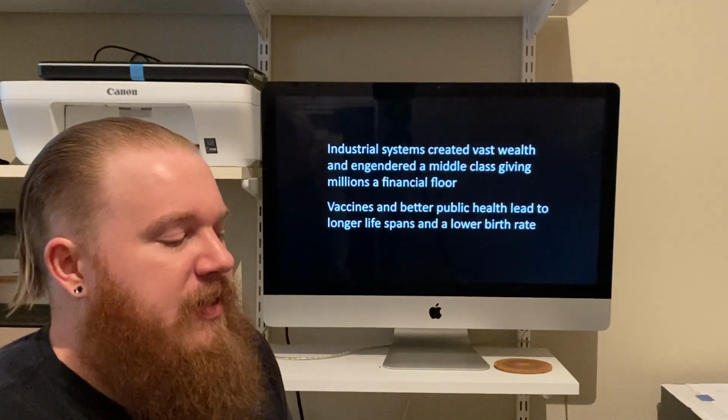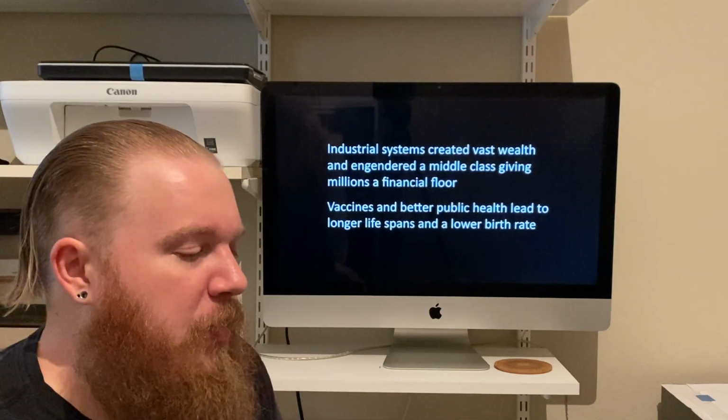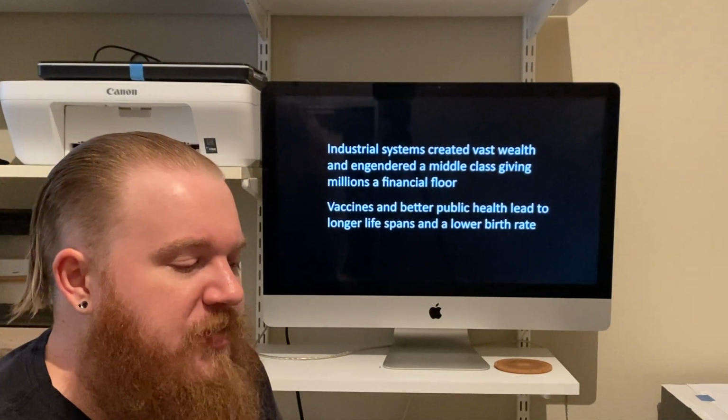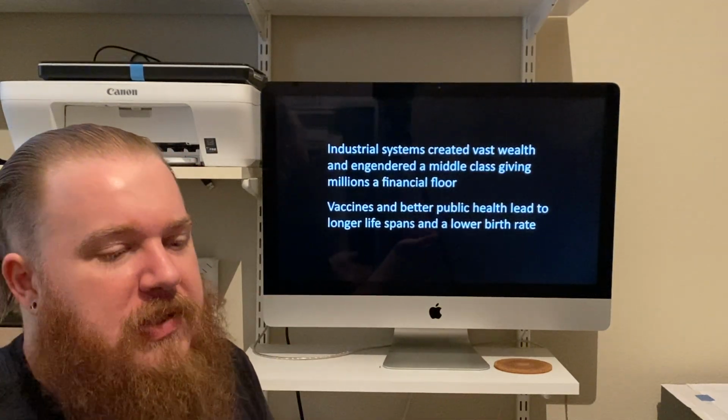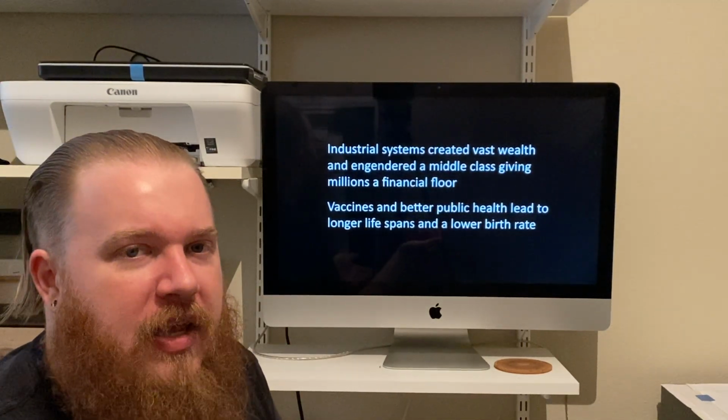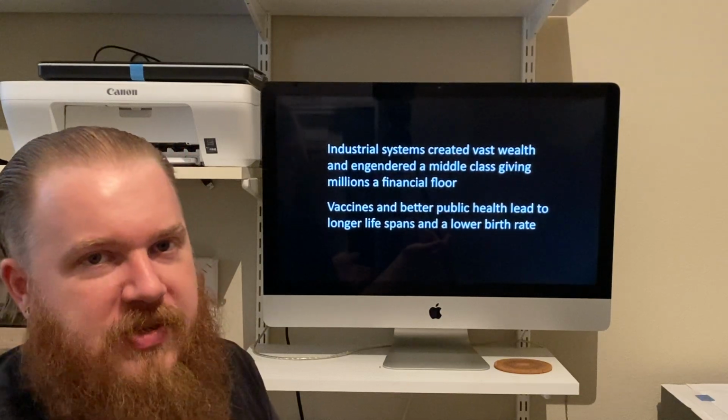But we also see that things like vaccines, as well as better public health, lead to longer lifespans and lower birth rates. So, with vaccines, we don't have to worry about half our kids dying from polio before the age of 10.